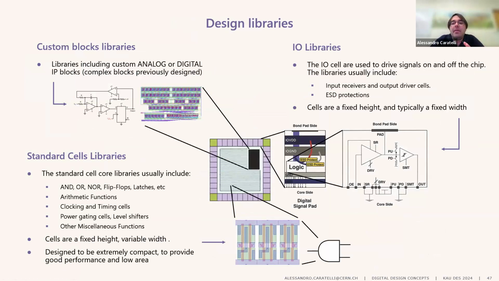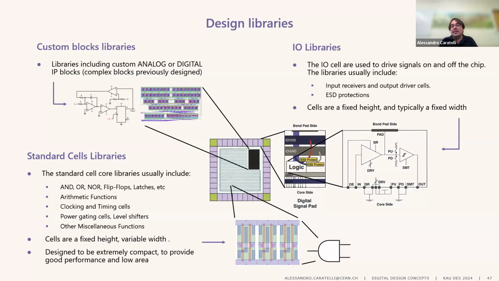I mentioned standard cell library a lot. What does it mean? In the design library in general, you have three categories. Most likely, you have libraries of your custom blocks, which can be analog blocks or digital blocks that you designed before or somebody else designed, that you want to place inside your chip. You will also need a library of I/O cells. I/O cells are the cells used for driving the signals on and off the chip, and the library usually includes input receivers, output drivers, and ESD protections.